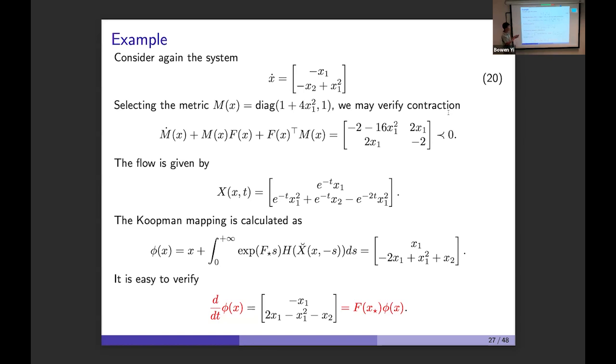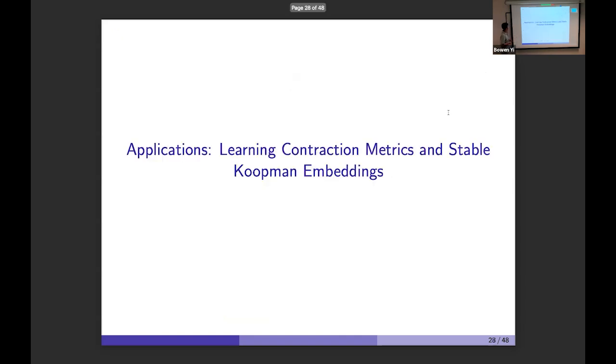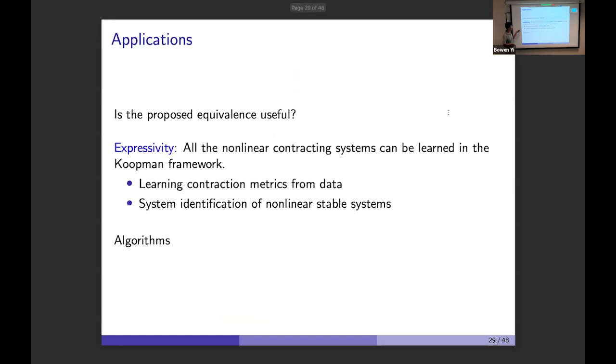Okay. Using this example, we can verify there is an exact equivalence between the Koopman operator and contraction analysis. We are able to get the compact form for two cases. Some people may argue the result is very theoretical, and ask whether this equivalence is useful. The answer is yes.